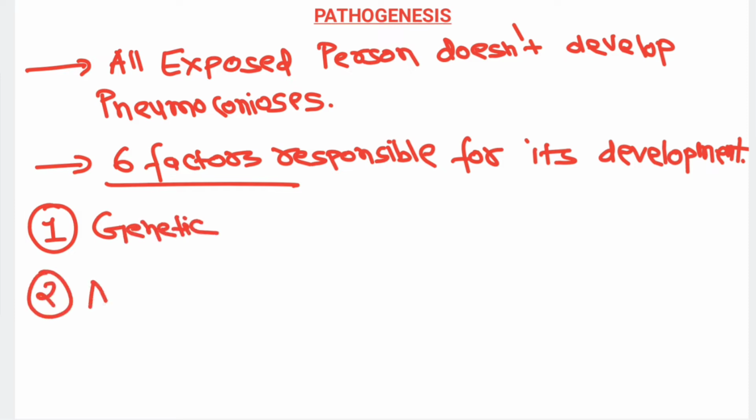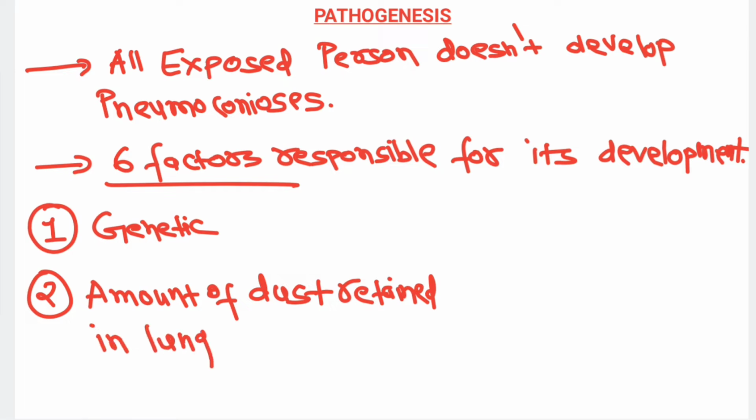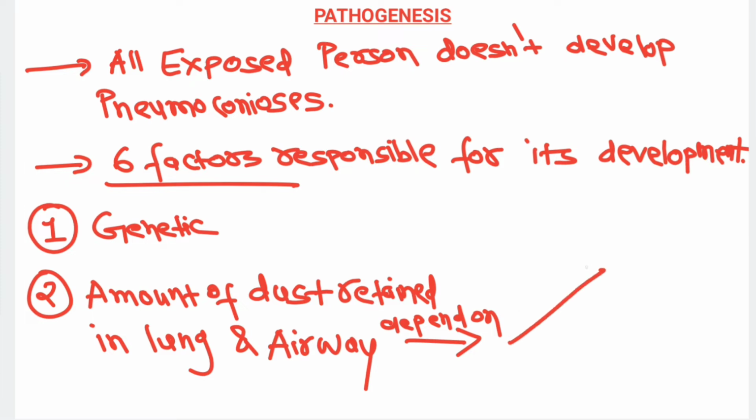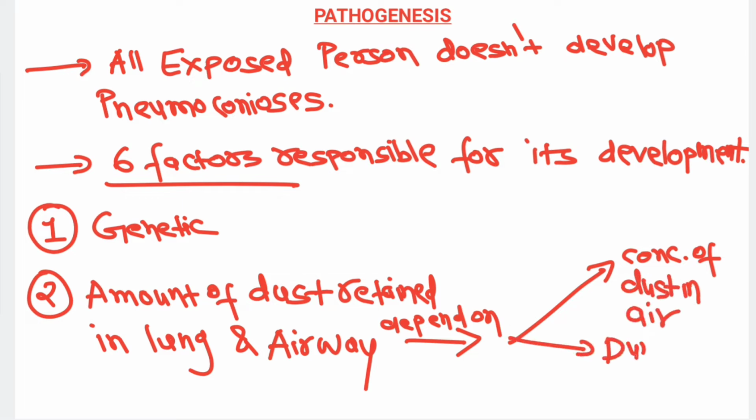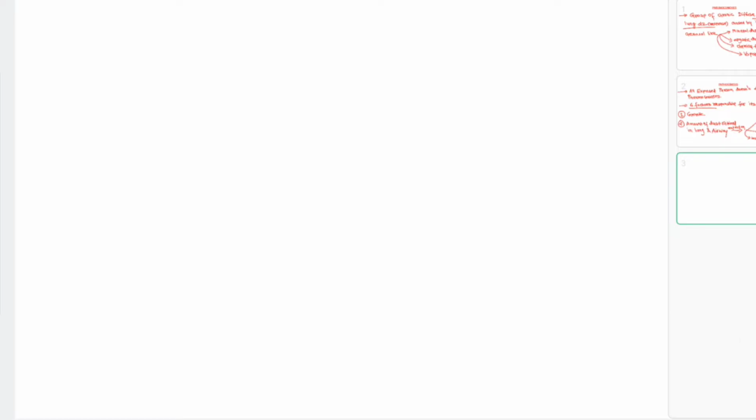The second factor that can lead to pneumoconiosis development depends upon the amount of dust retained in the lung and the airway. So the amount of dust retained in the lung and airway is also responsible for deciding whether pneumoconiosis is developed or not. And the amount of dust retained in the lung ultimately depends upon three factors: the concentration of dust in the air, then duration of exposure, and host defense. So these three factors will decide how much dust will be retained in the lung.